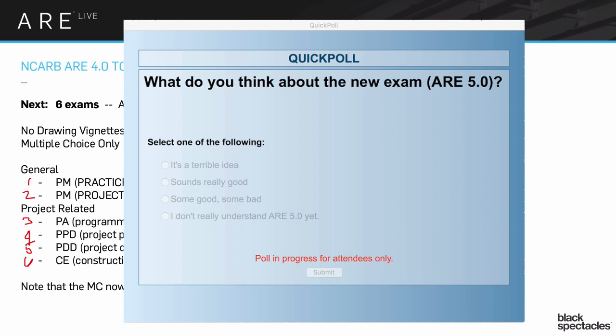The answers we had here were, it's a terrible idea, sounds really good, some good, some bad, so-so. And then finally, I don't really understand A.R.E. 5.0 yet. And so I'm going to close the poll here. And we've got, looks like 42% say sounds really good, 5% say it's terrible, 40% in the middle. So, yeah, I think that's sort of reasonable.